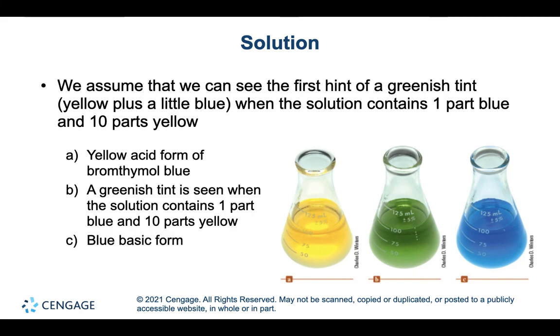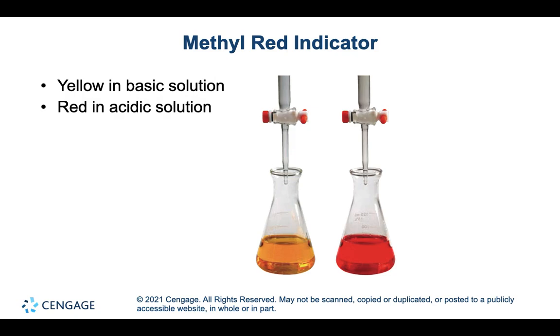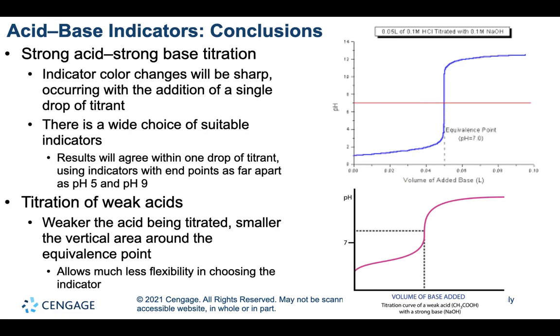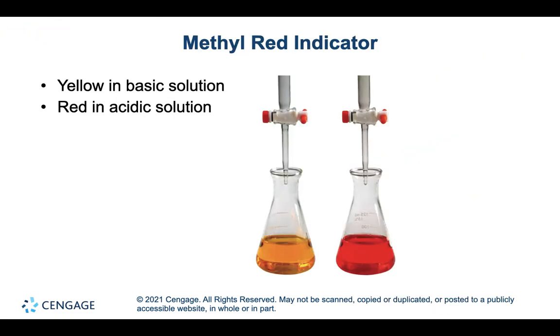You'll start to see a little green at 6, but you'll be pretty much all blue by 8 because the Ka is 10 to the minus 7. So if you're looking for an indicator that changes color at 7, or in and around 7, and starts to change about 6 and finishes changing by 8, bromothymol blue is your guy. Methyl red is yellow in base and red in acid, but methyl red changes color around 4, I believe. We'll see a chart here at the end of the notes.